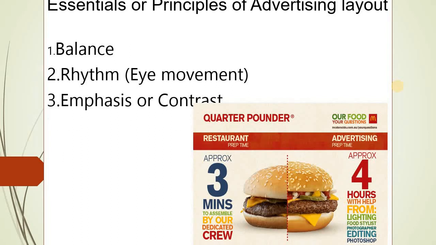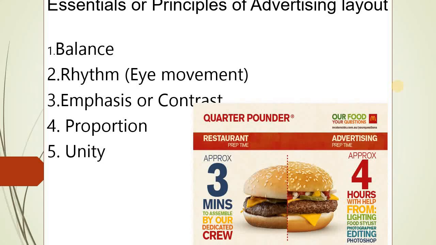Then emphasis or contrast. Whatever emphasis you make should highlight the product and also its features. That is what is important. And also your tagline. So what is the emphasis that you are going to show in the advertisement layout? Then proportion. Your advertisement should be proportionate, in the sense it should not cover everything. What is important has to be selected and said in the advertisement layout.